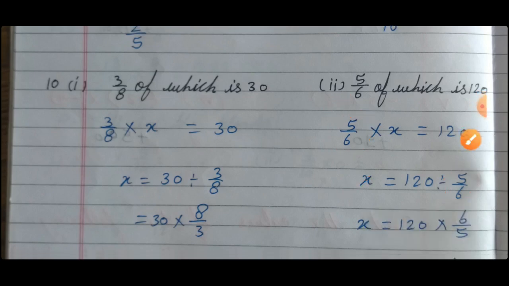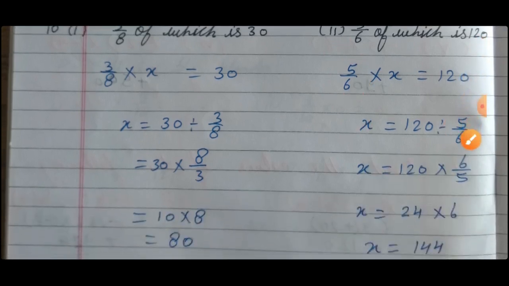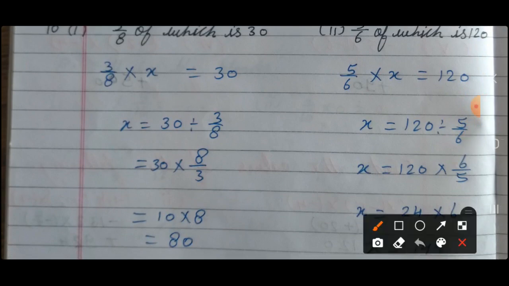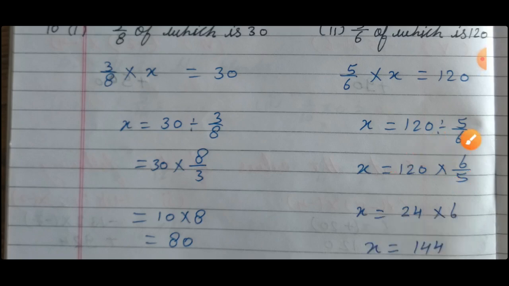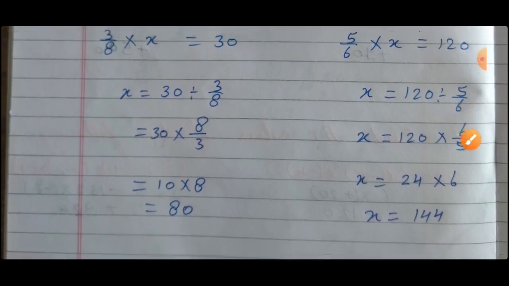Here students, we have to multiply the dividend with the reciprocal of this divisor. The reciprocal of this divisor will be 6 upon 5. And we will replace this sign of division by multiply. Yes, 5 and 120 both are divisible by 5. 5 1s are 5. 5 2s are 10. 5 4s are 20. 24 multiplied by 6, 144. This is the required number.